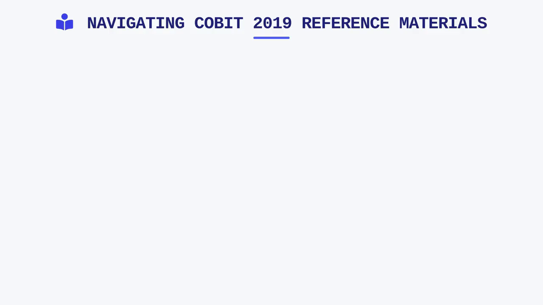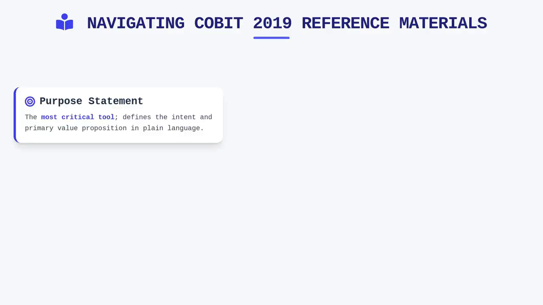When you look at the official COBIT 2019 reference material, you will notice that every one of these 40 objectives follows a standardized format that includes a specific purpose statement and associated components. The purpose statement is your most important tool, as it clearly defines the intent and the primary value proposition of the objective in plain language.